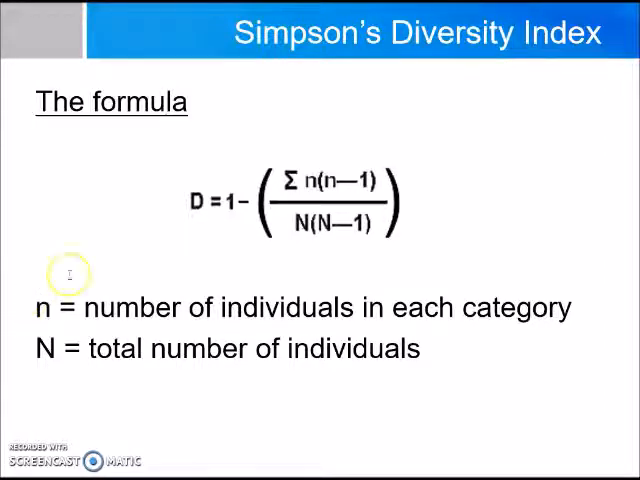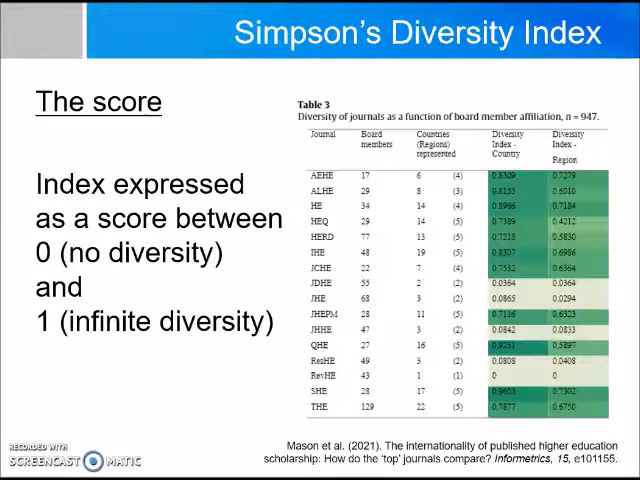To get our D, our score, we need 1 minus the sum of small n multiplied by n minus 1, divided by big N, our total number of individuals, multiplied by N minus 1. We're going to use no special tools, and I'm going to take you step by step on how to work that out for your community. What you'll get is a score between 0 and 1, where 0 means no diversity and 1 is infinite diversity, and you're going to get a number in between.